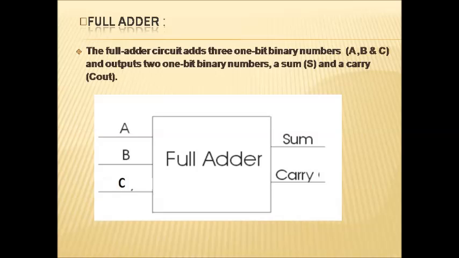A full adder is an electronic circuit which performs the addition of 3 binary bits. Let the 3 binary bits be A, B and C. When we add these 3 binary bits, it can produce a sum and it can produce a carry.